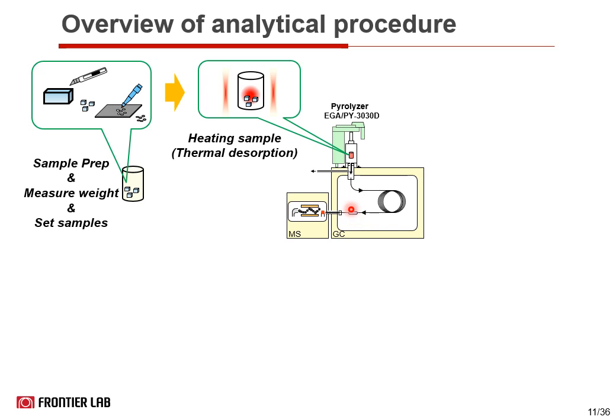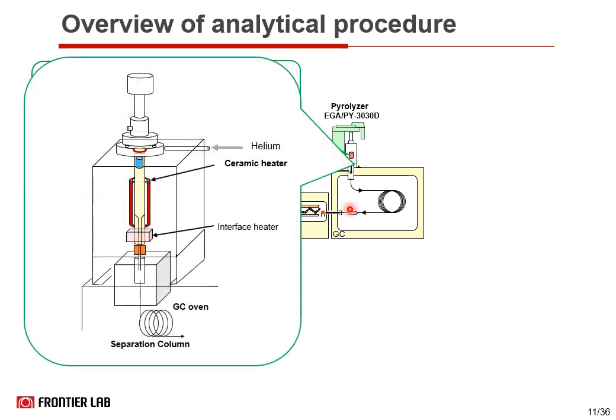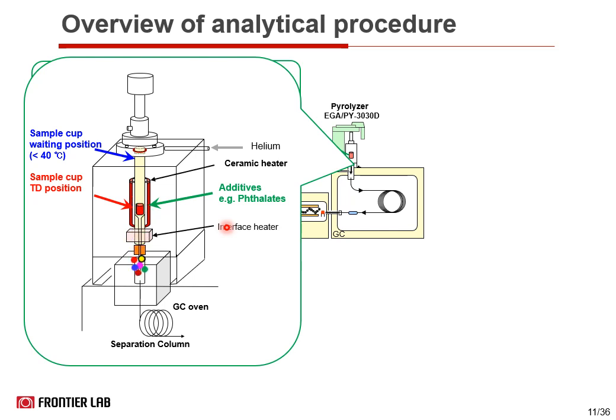Let's take a closer look at what is going on inside the pyrolyzer furnace. The sample cup stays at the sample cup waiting position before analysis. When the pyrolyzer temperature is ready, the sample cup is introduced into the center of the pyrolyzer and heated at a certain temperature. Phthalates are thermally desorbed from the sample and swept into a GC separation column by carrier gas.